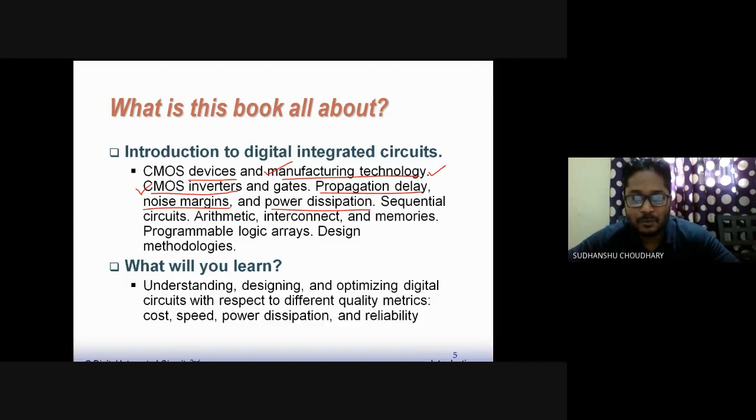Okay? So we will learn how to calculate the propagation delay, the factors which govern the propagation delay, the factors which govern the noise margins, the calculation of noise margins, and power dissipation. What are the factors that control the power dissipation? So all these things we will perform on combinational logic gates. The CMOS inverter, for example, we'll start with.